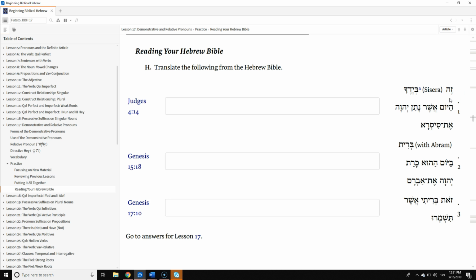So maybe this is... let's start with our main verb. That's always a safe place to go. Of course, this isn't our main verb. This is the main verb, or this is the relative verb for the relative clause. So, which the Lord gave Sisera.